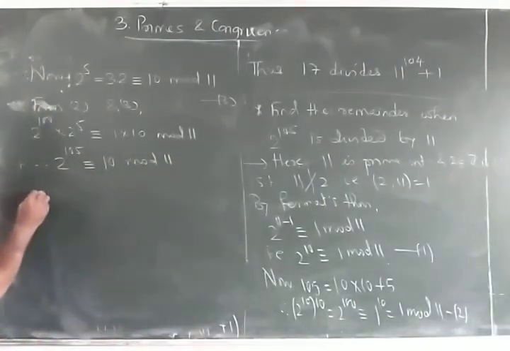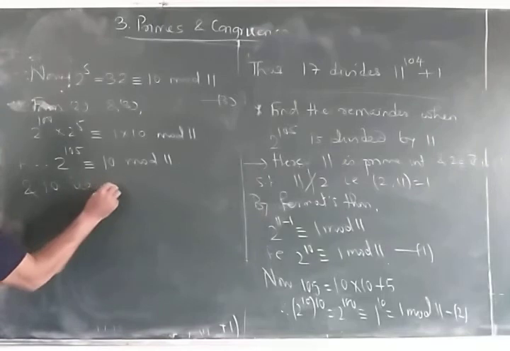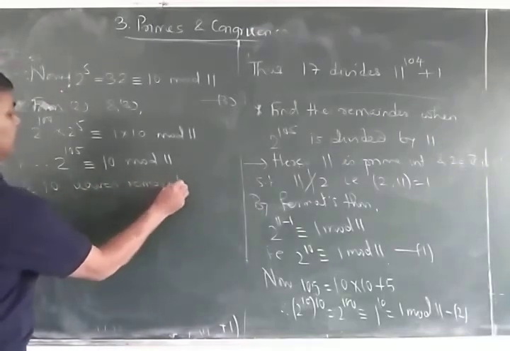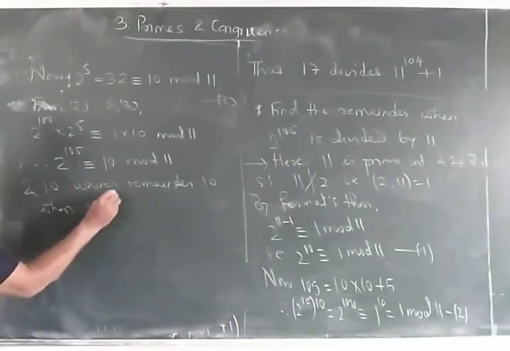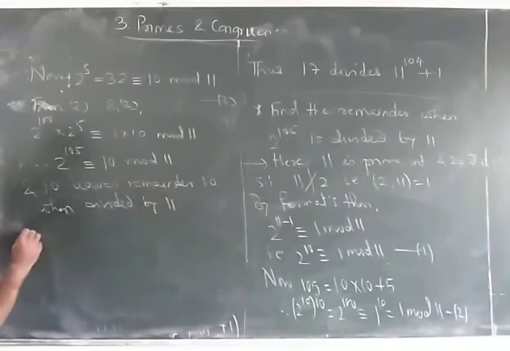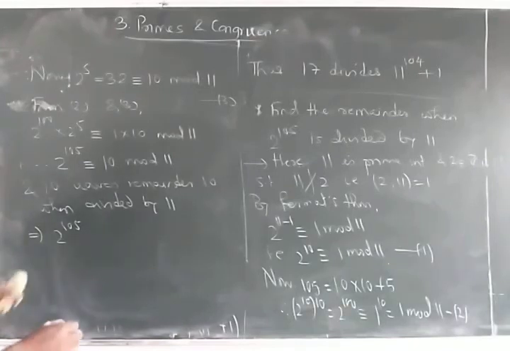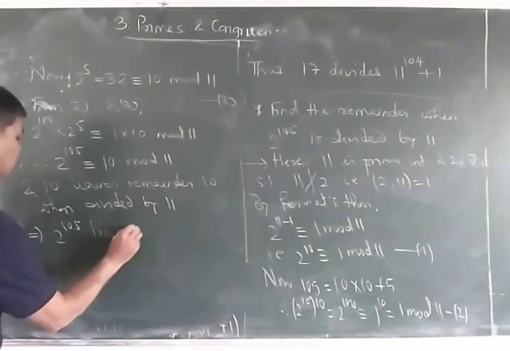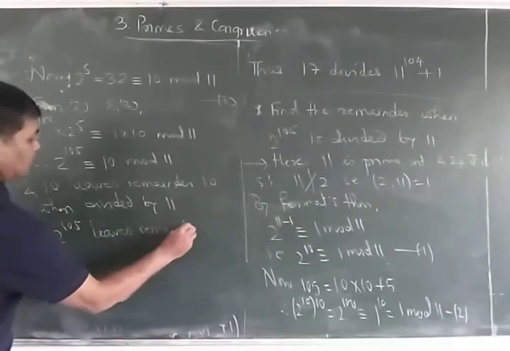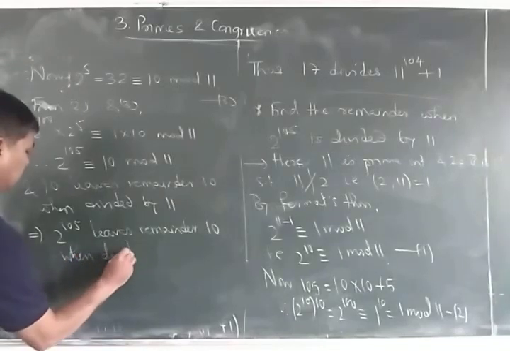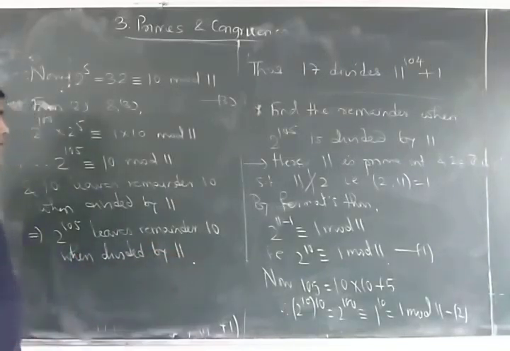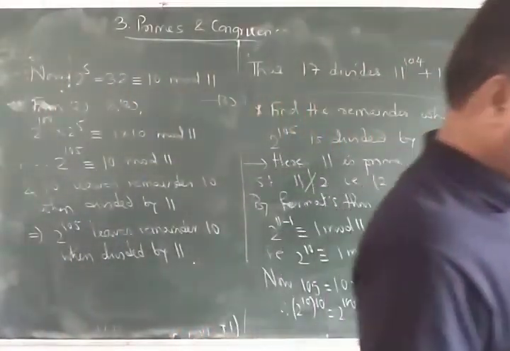And 10 leaves the remainder 10 when divided by 11. This implies 2 raised to 105 leaves the remainder 10 when divided by 11. Is it clear?